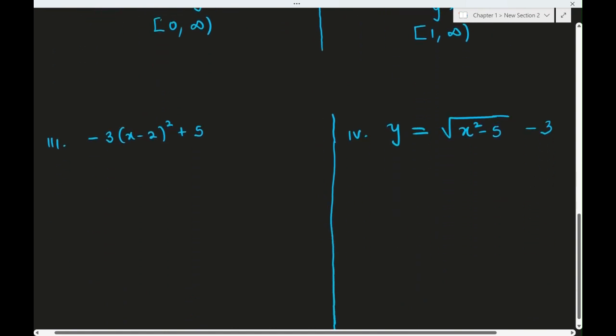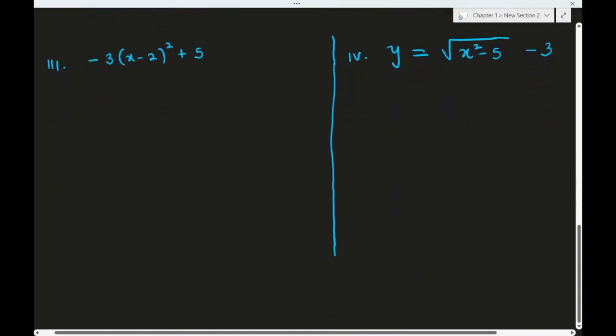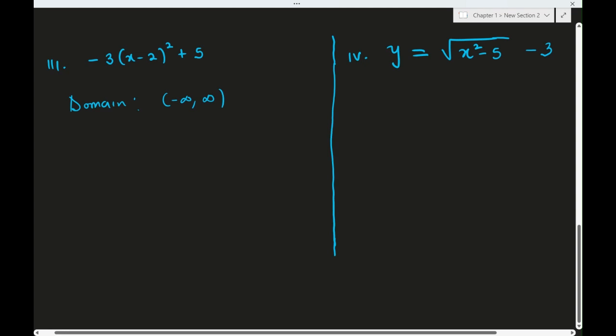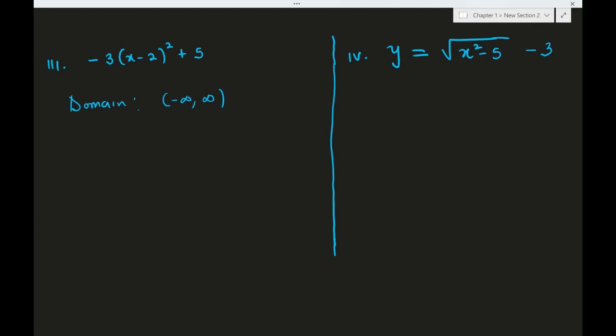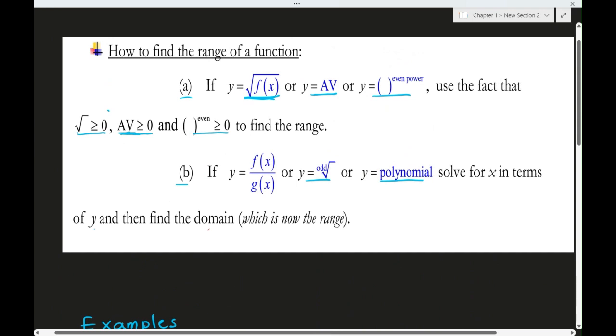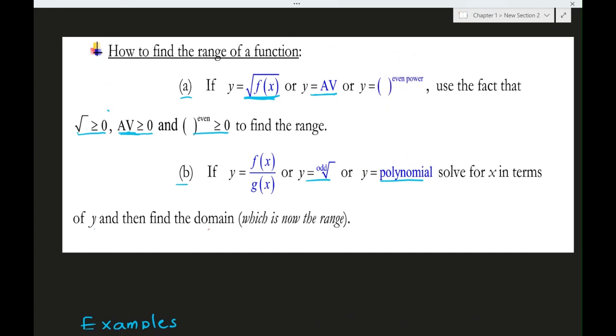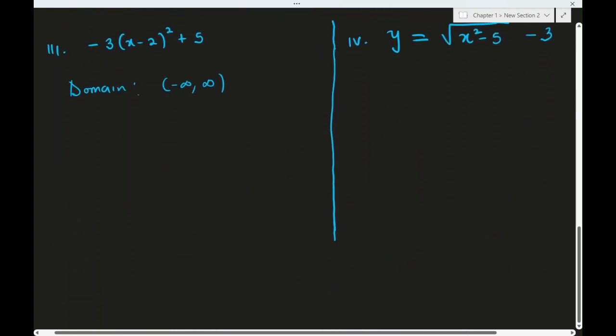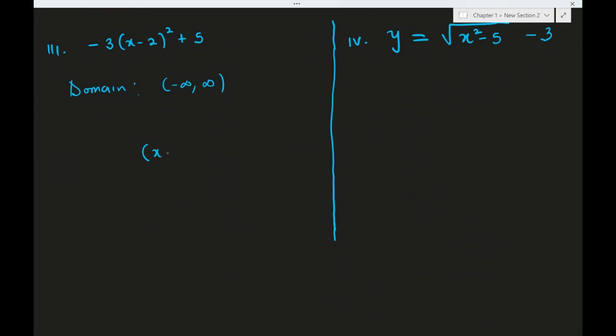All right. So let's move to number 3. If you look at number 3, I'll also go ahead and find the domain. This is a polynomial, so the domain is what? It is the whole of R. Then, to find the range, we will use the same approach here. We also have this, that whenever you have an even power, it's also greater or equal to 0, right?